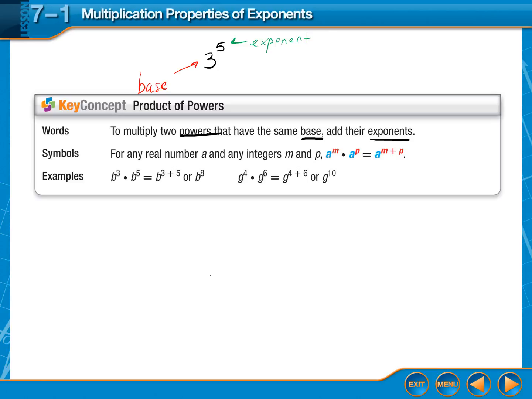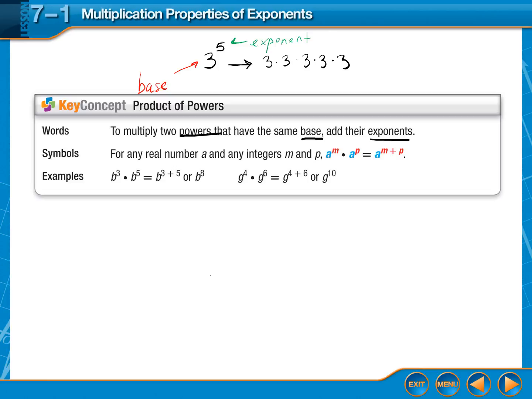So 3 to the 5th power is saying that we're taking the number 3 and multiplying it 5 times: 3 times 3 times 3 times 3 times 3. So 3 to the 5th power means 3 multiplied by itself 5 times. Exponents are a way of writing repeated multiplication. Just like the first time you learned multiplication, you learned it as repeated addition. Now we're taking that same idea, but repeated multiplication uses exponents.